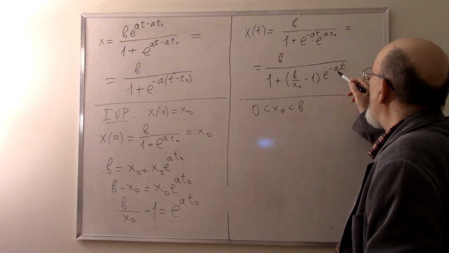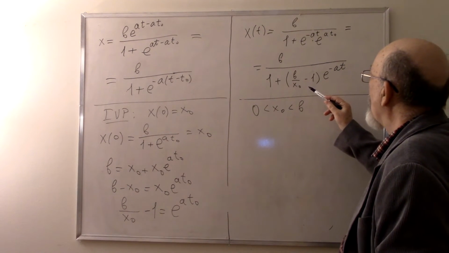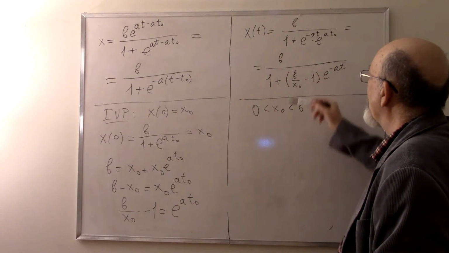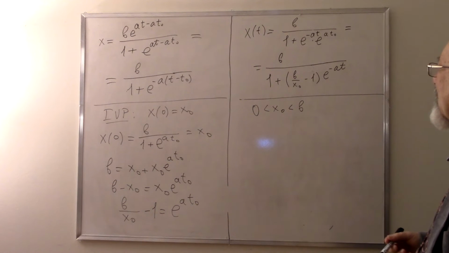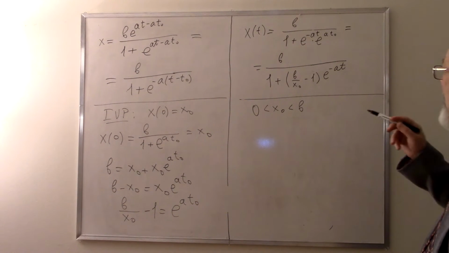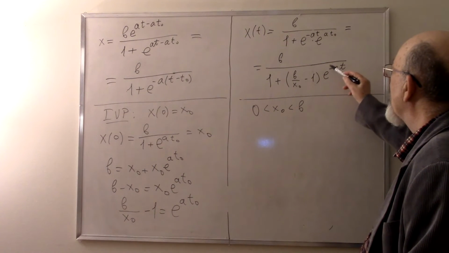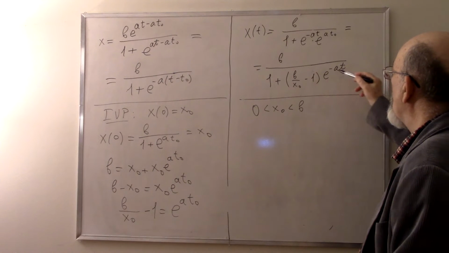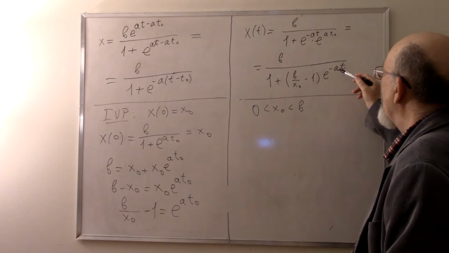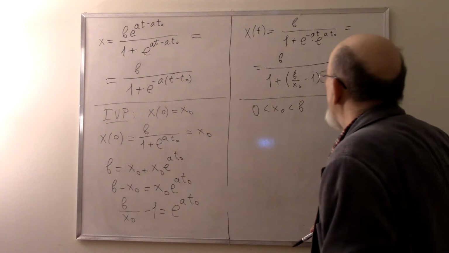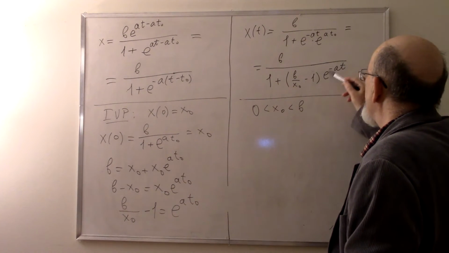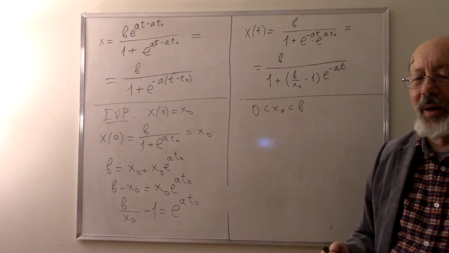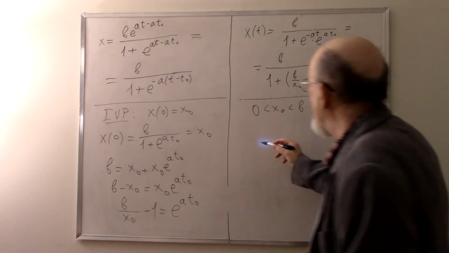Here is 1. Now A is positive. For t equal 0, it is 1 plus b over x0 minus 1. B divided by b gives exactly x0. So it satisfies the initial condition. And when t grows, this exponent goes to 0, so this term goes to 0, and the limit is b over 1, it is b. And since this constant is positive, the denominator is decreasing when t grows, and so the whole fraction is increasing and goes to the limit b.